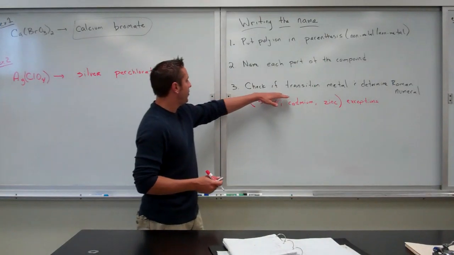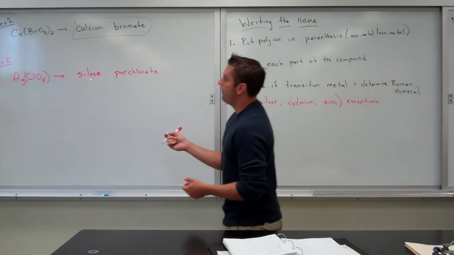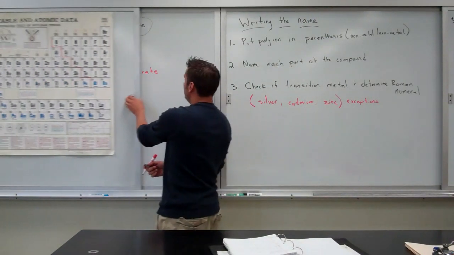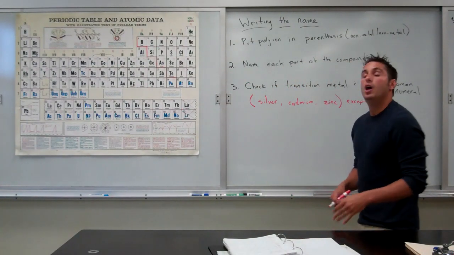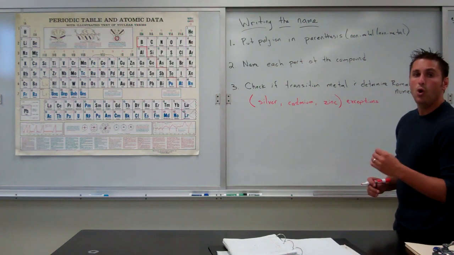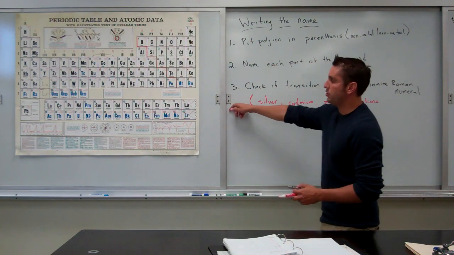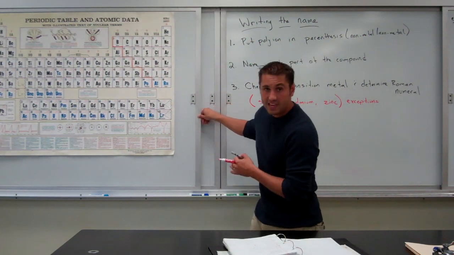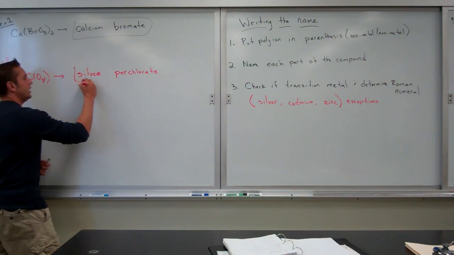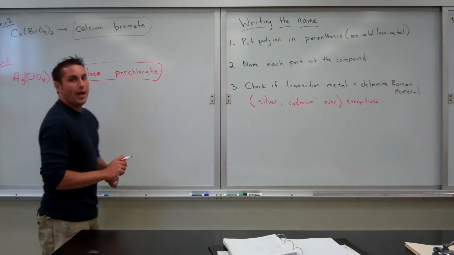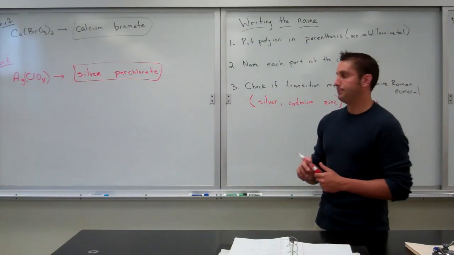And then lastly, step 3 says, check if it's a transition metal, and if it is, determine the Roman numeral. So we find silver. Silver is in group 11, which is a transition metal. And then once we figure out it's a transition metal, we check, is it one of our exceptions? And sure enough, silver is one of our exceptions. So what that means is we think it should get a Roman numeral, but because it's an exception, it does not. So AgClO4 is correctly named as silver perchlorate.